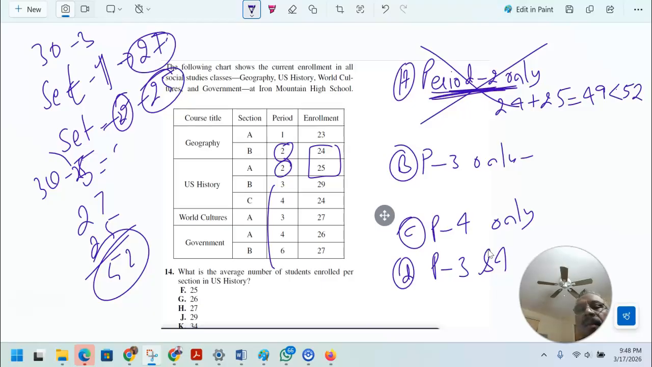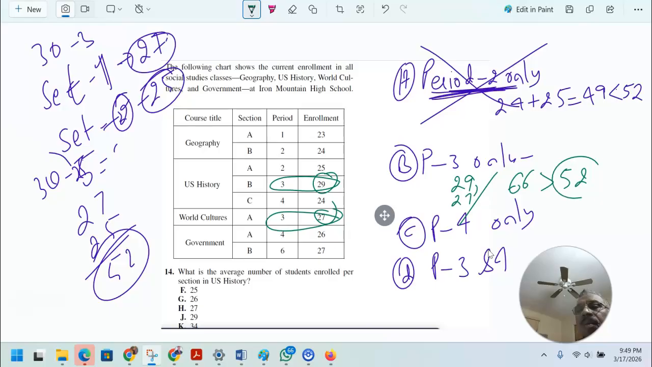Let's see period 3. We'll have to add up period 3, this one and this one, that is 29 and 27. So 29 plus 27, if you add 9 and 7 it is 16, 6 and carry 1, that's 56. That's greater than 52 because you only have 52 books. So this is the correct answer. You don't have enough books for period 3.